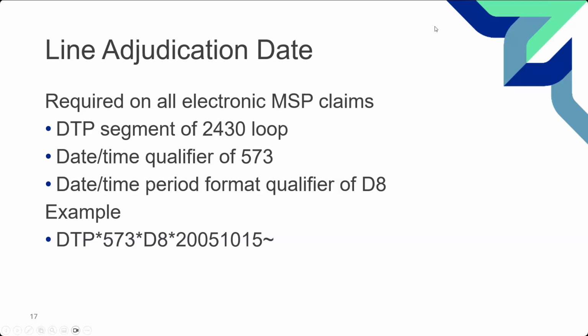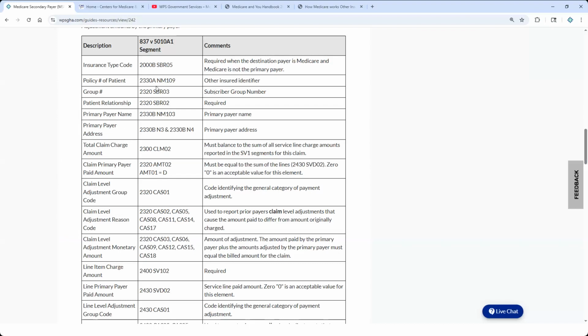Now, it doesn't change based on insurance type. So these fields don't change. They're all the same. So if you're out here and you're saying, what field do I need to put something in? Come back to that article that I showed you and say, okay, here's my insurance type code. It needs to be in this field and it needs to be, you know, what it is.